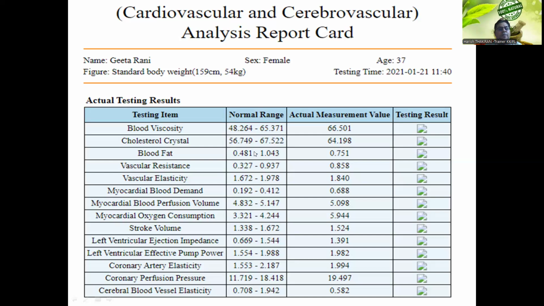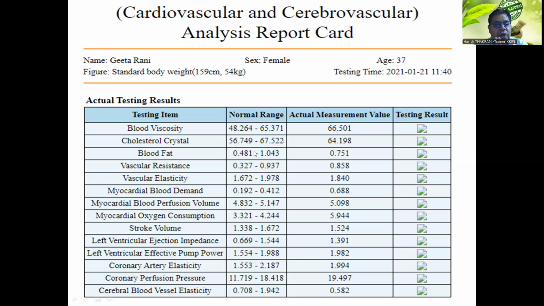So in the first report card, we can say if they are more than normal, they may lead to heart problems. They may lead to BP problems. They may lead to blockage or plaque formation in our blood vessels. If they are normal, that is okay. If they are below normal, that is very good for our blood vessel and heart health.